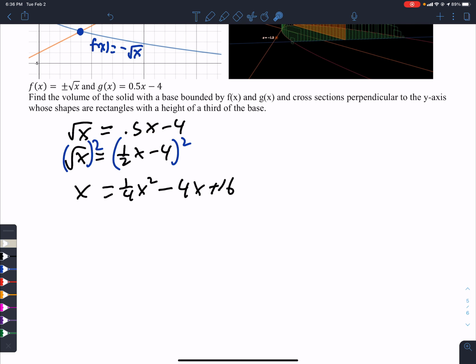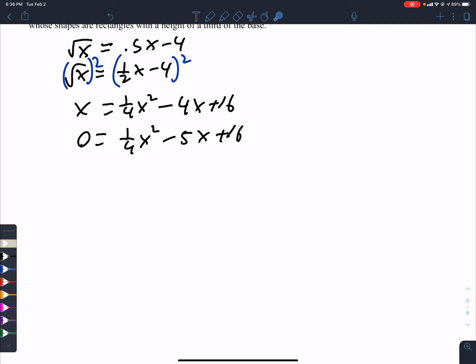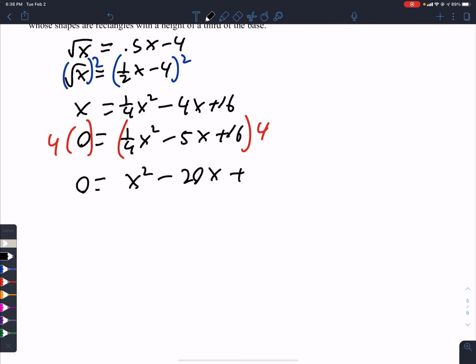I'm going to subtract x from both sides. If I subtract 1 from 4, I'm going to get negative 5x. Now, I don't like the 1/4. I'm going to multiply both sides by 4 to get rid of that 1/4. 0 equals x squared minus 20x plus 64. And this is going to factor nicely.